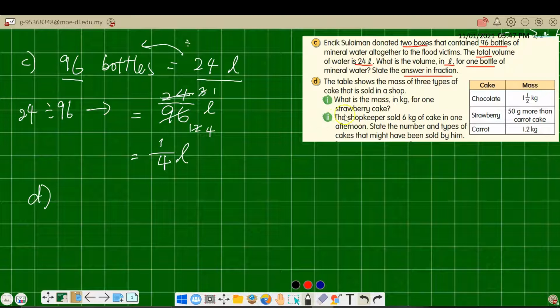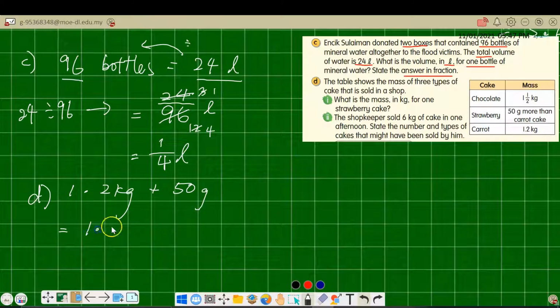Question D. 3 types of cake sold in a shop: chocolate, strawberry, carrot. What is the mass in kg for 1 strawberry cake? So strawberry cake is 50 gram more than carrot cake. So you take carrot cake 1.2 kg, 50 gram more. So you need to plus.